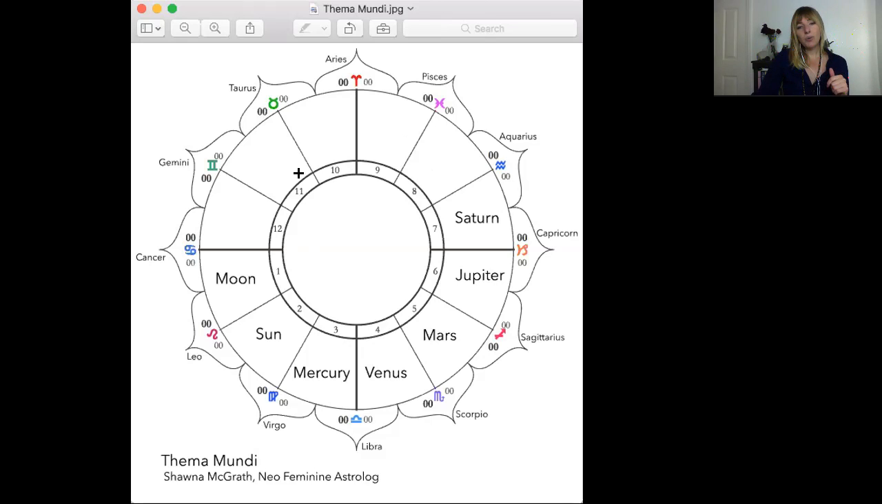And so this is essentially a teaching tool and a divination tool, because the idea behind the Thema Mundi, the theory, is that this is a symbolistic chart of the soul of the world, the soul of the cosmos, the soul of the world that we live in at this point in time. And again, there's many different philosophies.